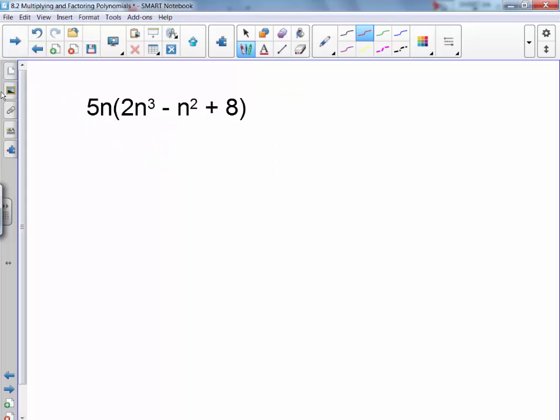Alright, you try this one. Multiply 5n times 2n to the third minus n squared plus 8. Pause the video and then come back after you're finished. Alright, so we've got 5n times 2n to the third gives us 10n to the fourth. 5n times negative n squared gives us negative 5n to the third. And 5n times positive 8 gives us 40n. Did you get that?